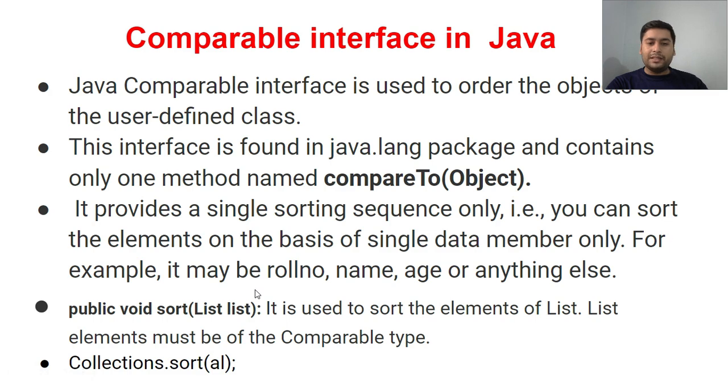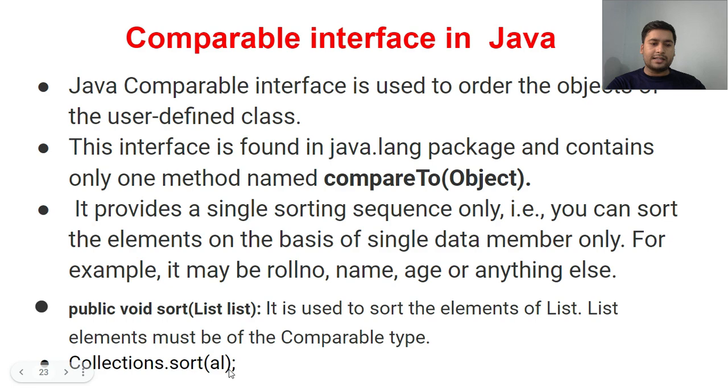For example, it may be the roll number, name, age or anything else. You can do the sort with a method like public void sort taking a list of Student, or a list of whatever data you have. Based on that you can apply this sorting. It is used to sort the elements of a list. Elements must be of the Comparable type. So whatever list elements you are going to create, for example in my case I have created Student, those should be of the Comparable type only.